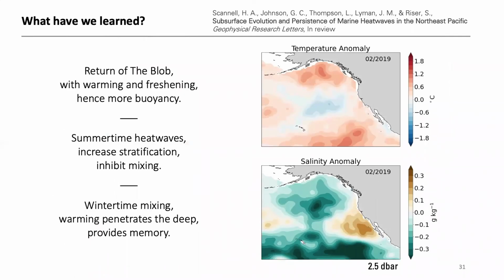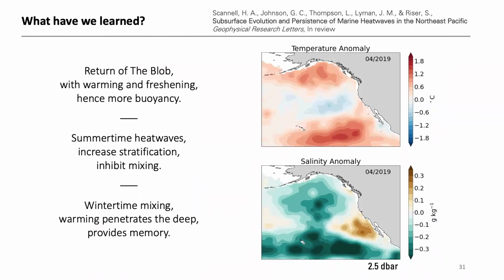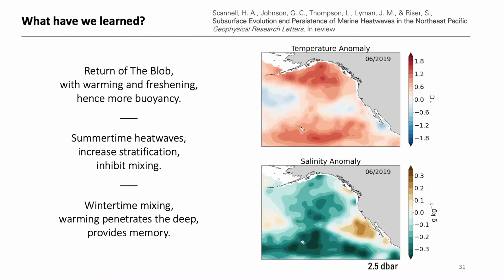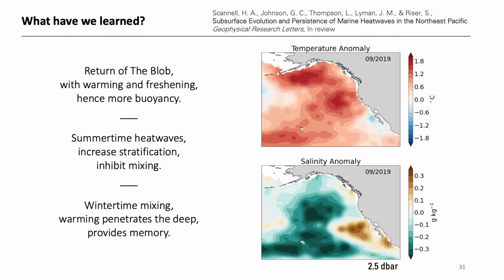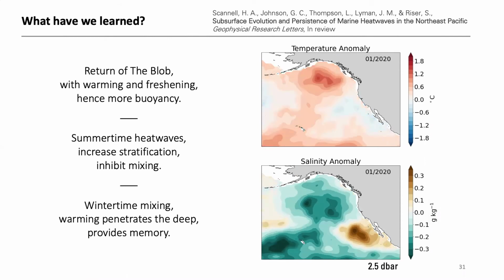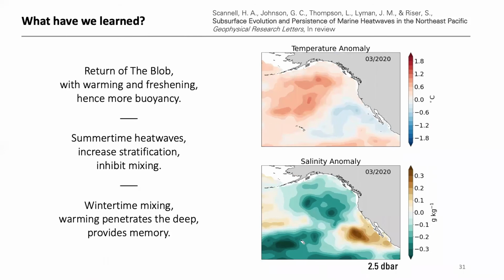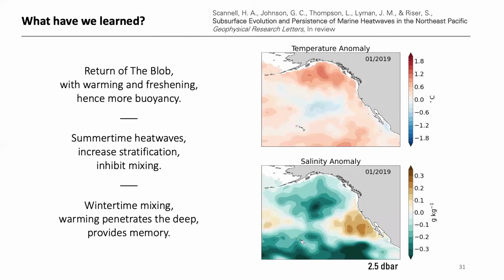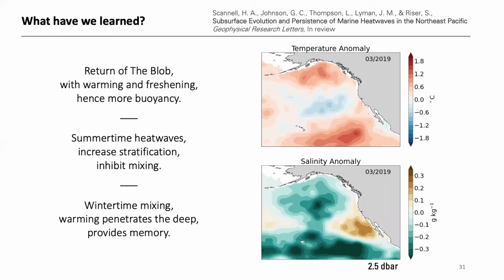Okay, so I would like to summarize this chapter with 3 haikus and 2 videos. The videos are showing the sea surface temperature anomaly and salinity anomaly at 2.5 decibars during the 2019 to 2020 event. And I will read the haikus.